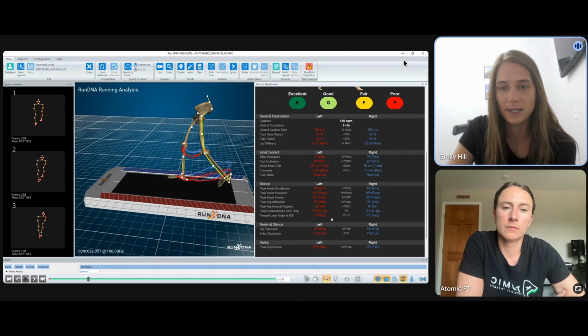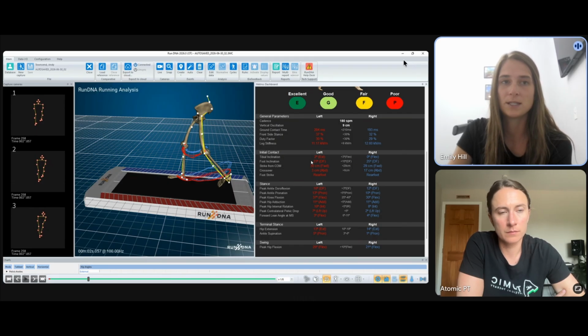But big things here with Andy that I'd be focusing on is what's happening at those hips, focusing on correcting some of that collapsing that's happening at the hips, and then thinking about some of the pronation that's going on, and then that foot inclination angle.